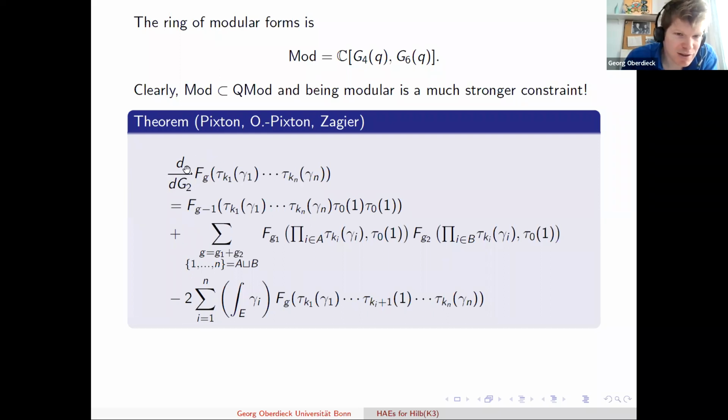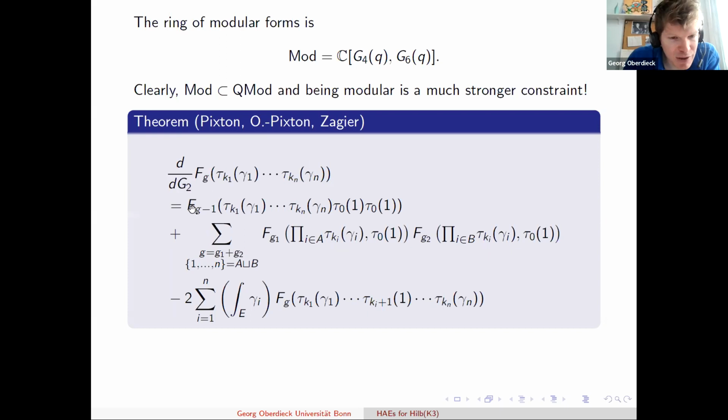The way to think about this is on the left-hand side, you have the series you started with. On the right-hand side, you have series which are easier, in the sense that there's a certain grading you can put on the insertions that you put on the genus and this insertion that you have here. And with this grading, the series on the right are lower in the grading. So in some sense, this equation is a recursive formula for the derivative of this FG with respect to this G2.